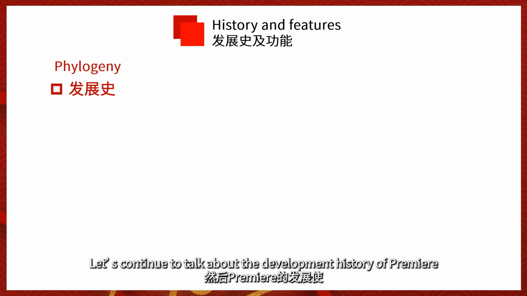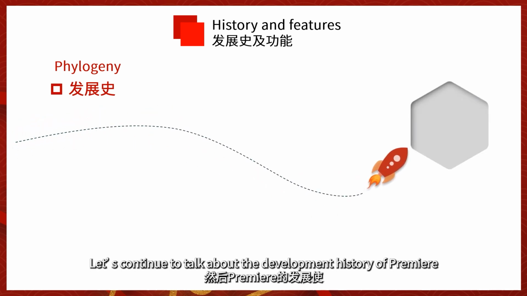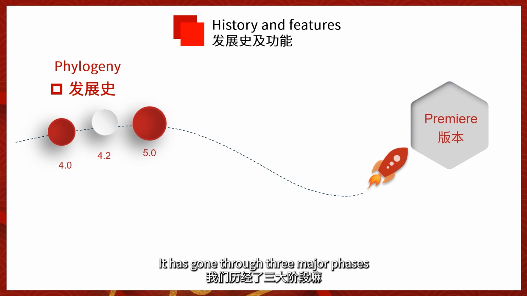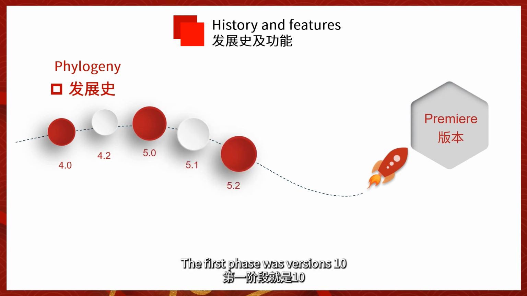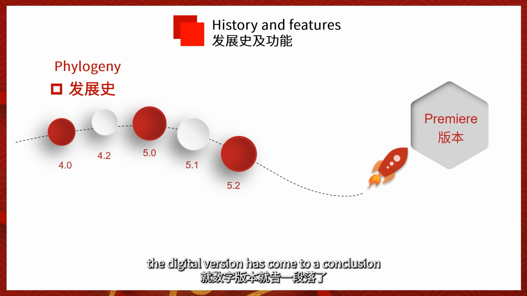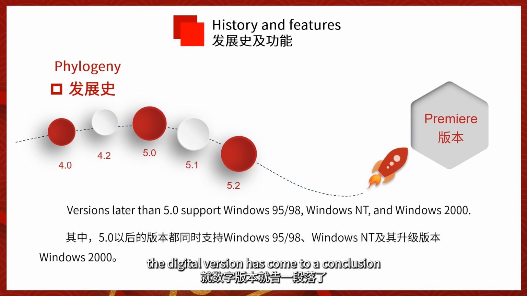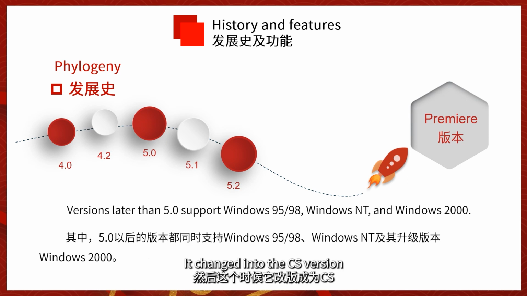Let's continue to talk about the development history of Premiere. It has gone through three major phases. The first phase was versions 1.0, 2.0 and onwards to 6.5 or 7.0. During this period, the digital version came to a conclusion. It changed into the CS version, starting from CS to CS6.